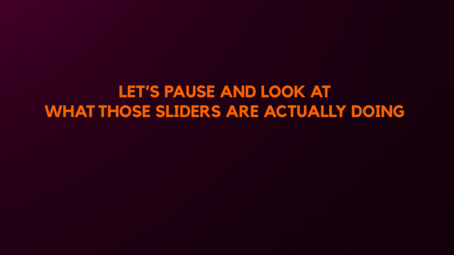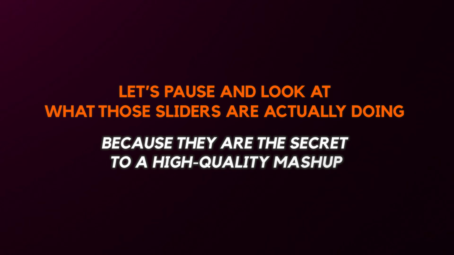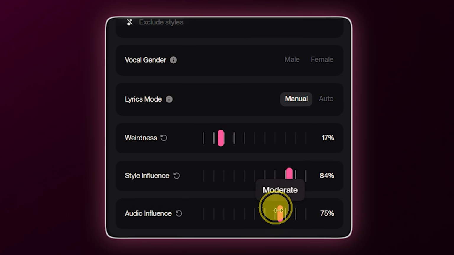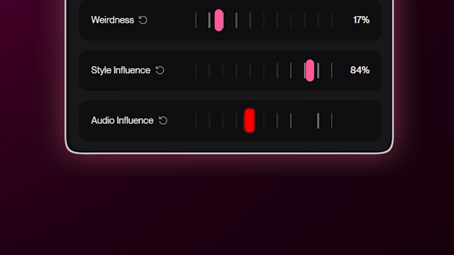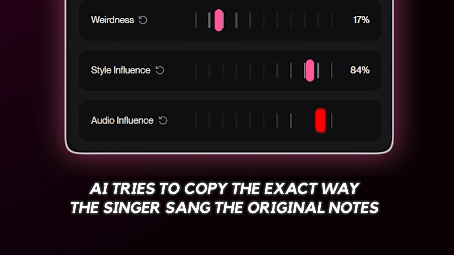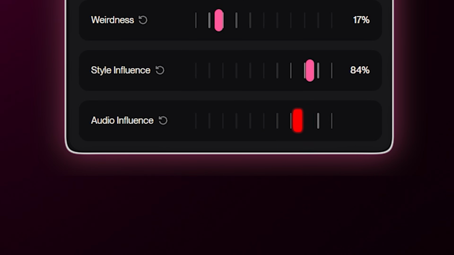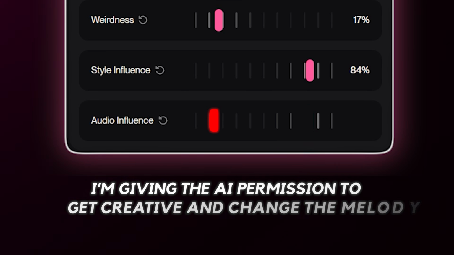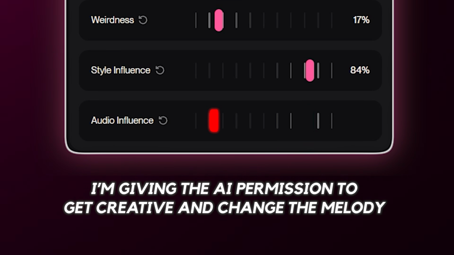Let's pause and look at what those sliders are actually doing, because they are the secret to a high-quality mashup. Audio influence is all about the DNA of the performance. If I turn it up to strong, the AI tries to copy the exact way the singer sang the original notes. If I turn it down to loose, I'm giving the AI permission to get creative and change the melody.